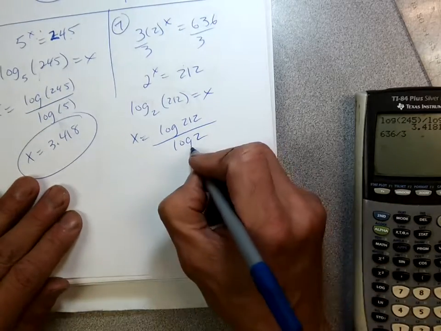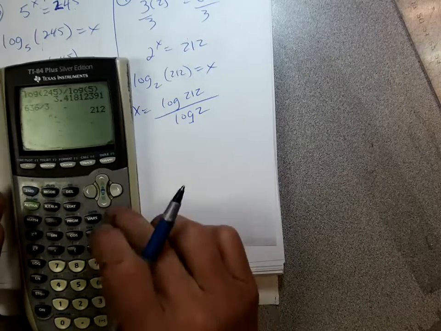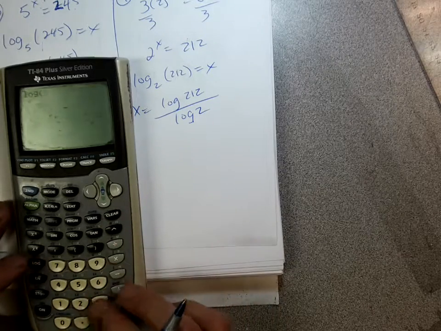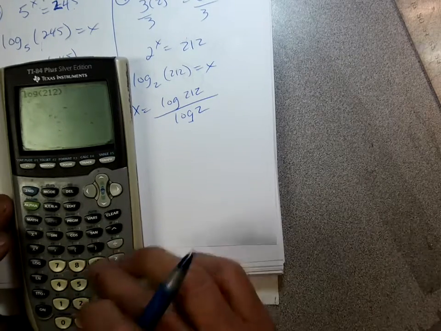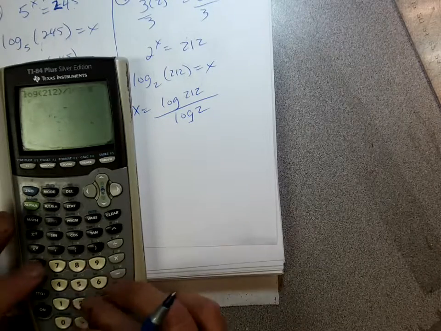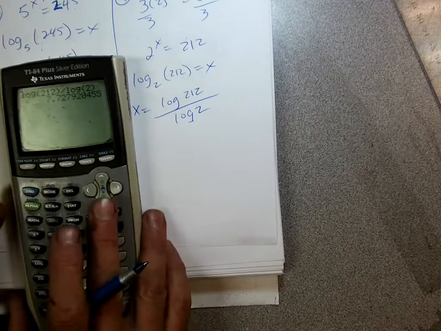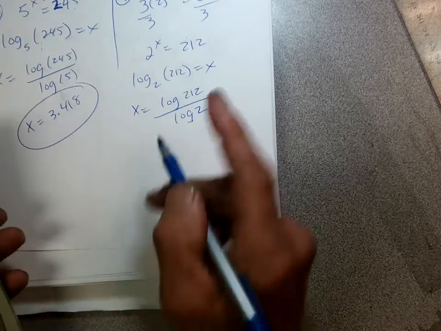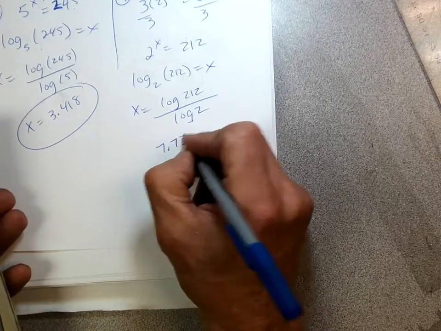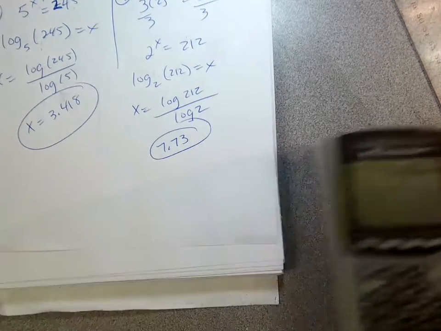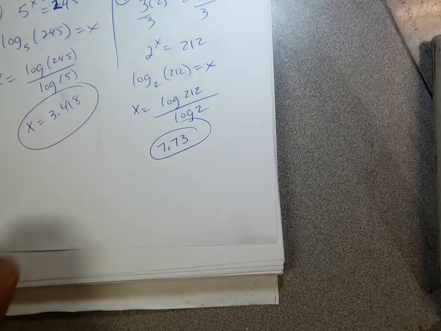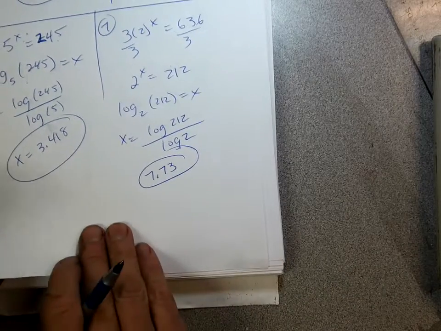And I'm going to use my calculator, right? Here we go. Log 212, close parentheses, divided by log 2, and I get an answer of about 7.73. Alright, you can have the substitute slow it down or pause it anytime you want.